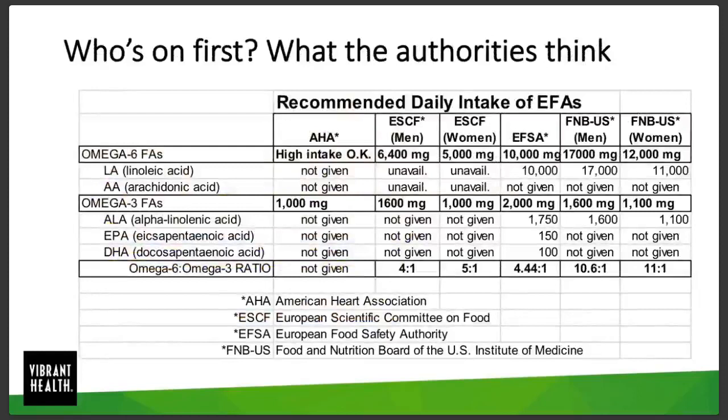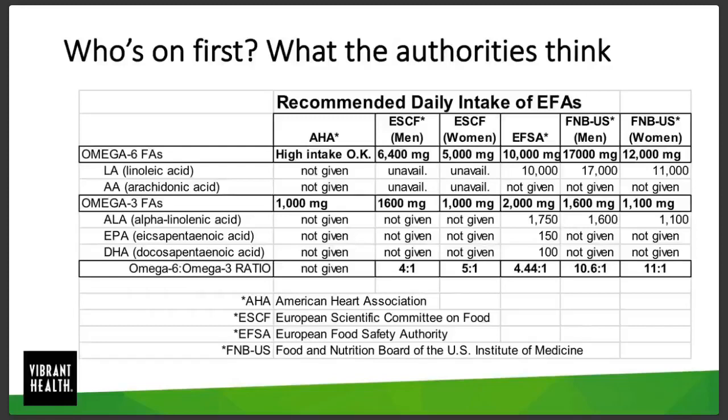The European Scientific Committee on Food in 1992 put forward a balanced daily intake of approximately 1 gram per day of EPA and DHA, matched to 5 grams of omega-6 fatty acids for women, and a daily intake of 1.6 grams omega-3s matched to 6.4 grams of omega-6 fatty acids for men. That yields ratios of 5:1 for women and 4:1 for men, which is still heavily weighted toward omega-6 and far from the ideal ratios of 2:1 or 1:1.